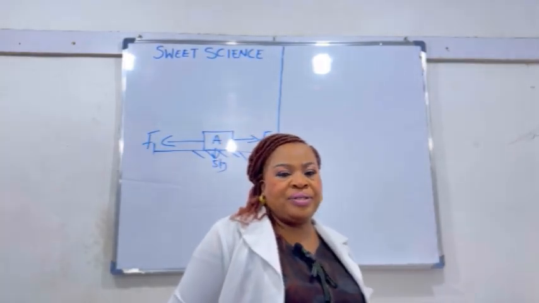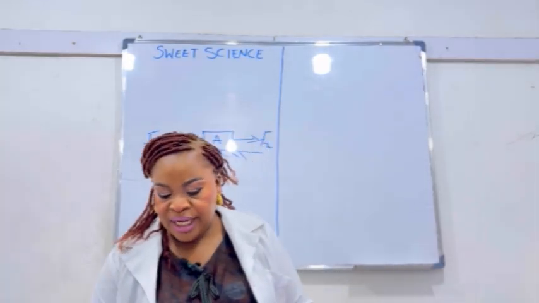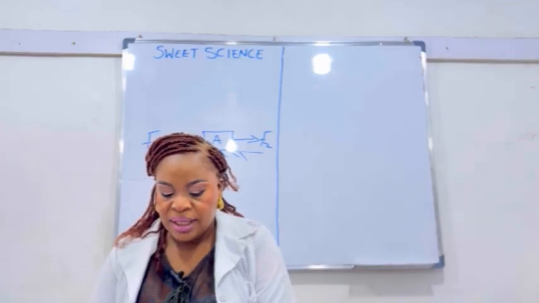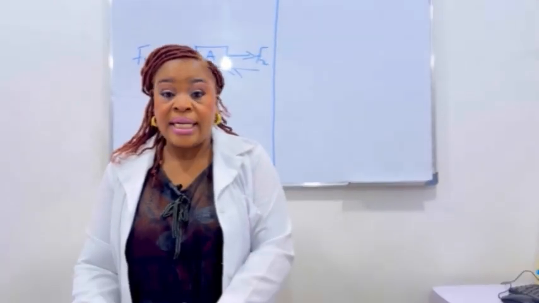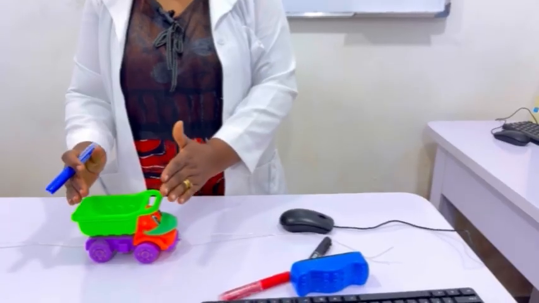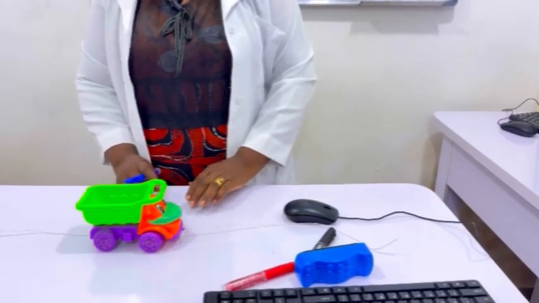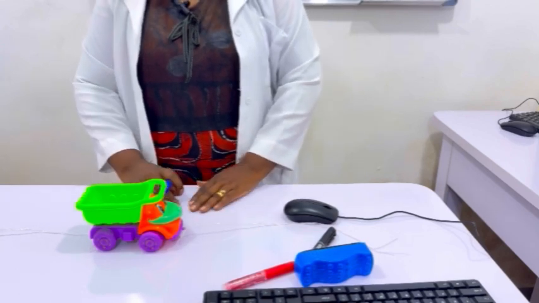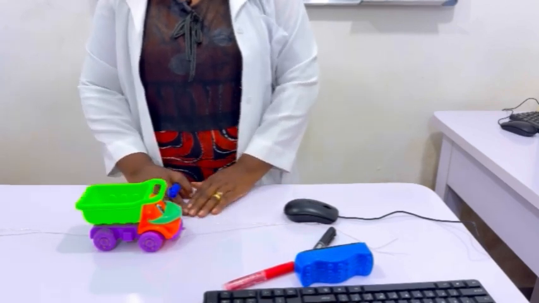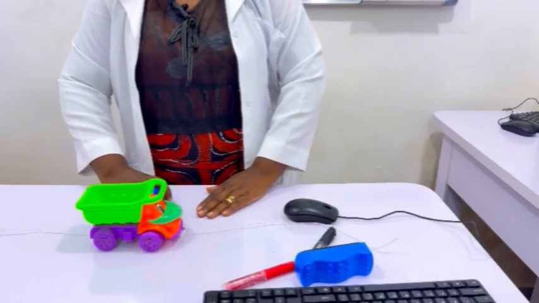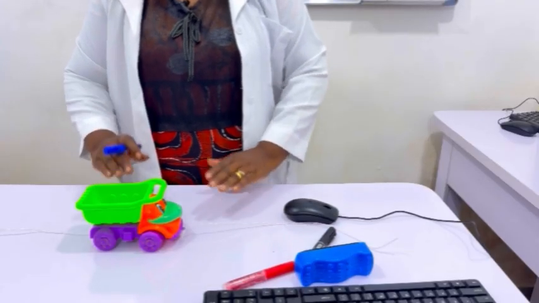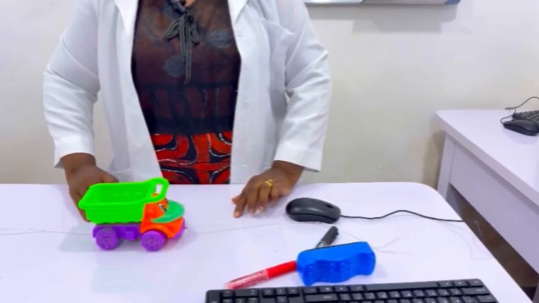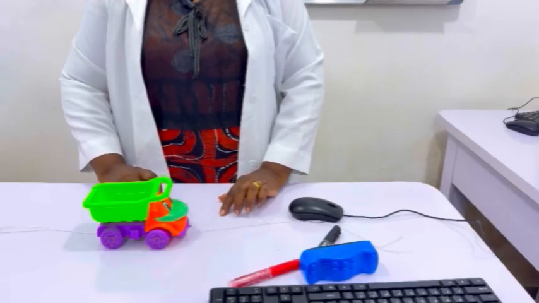Before we answer this question, I would like us to demonstrate using our toy. Let's take it that this toy is the object A, and then here is our frictionless surface. When you talk about a frictionless surface, it means it's a smooth surface. It's a surface with no resistance. The object can easily slide over this surface. That is why it's called a frictionless surface.